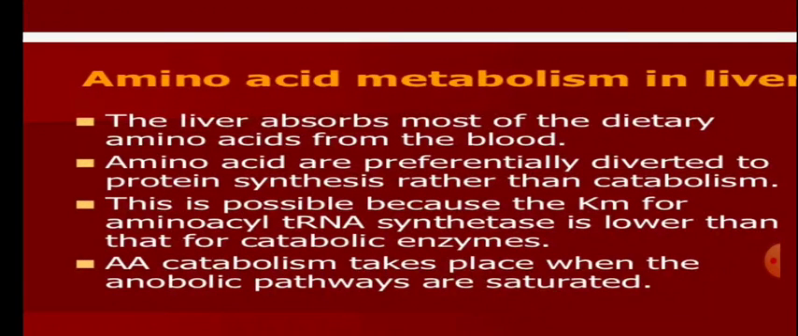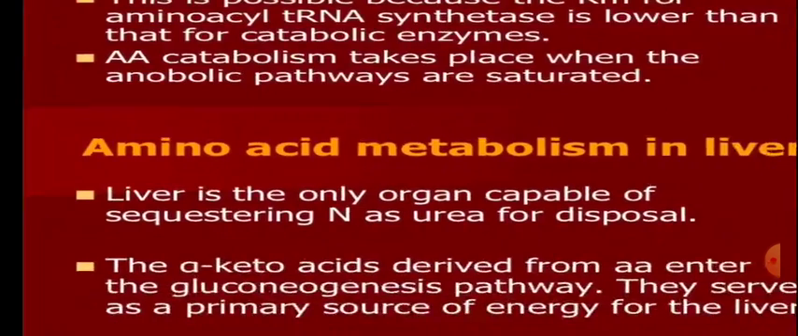Here is the amino acid metabolism in the liver. The liver absorbs most of the dietary amino acids from the blood, and the amino acids are preferentially diverted to protein synthesis rather than catabolism. This is possible because the Km for the aminoacyl tRNA synthetases is lower than that of the catabolic enzymes. Catabolism takes place when the anabolic pathways are saturated.